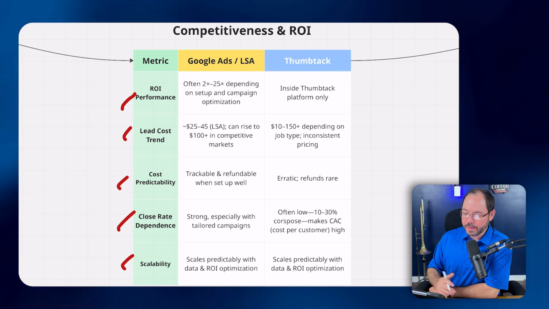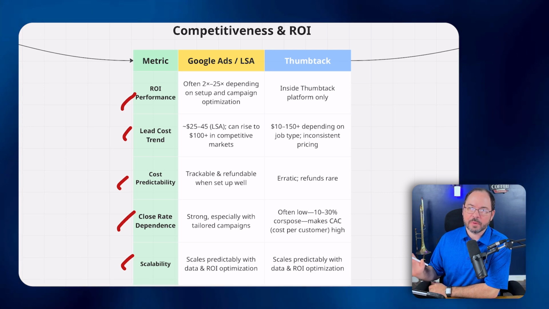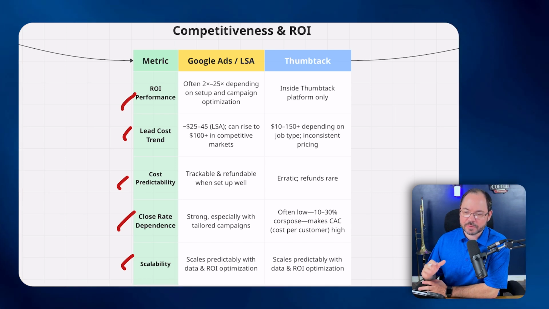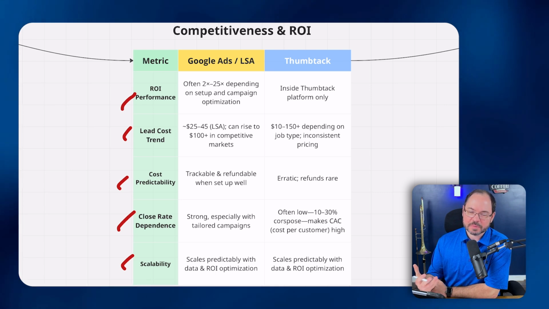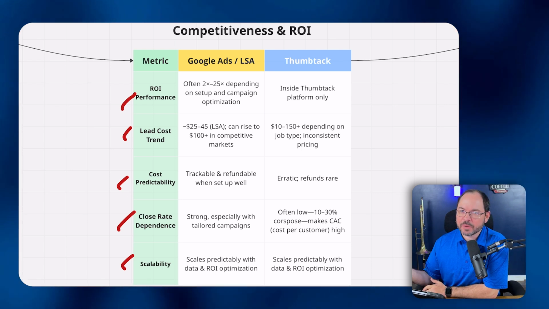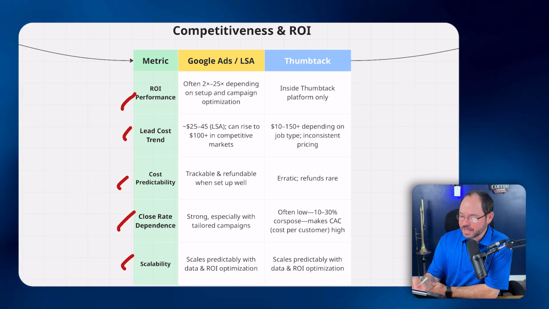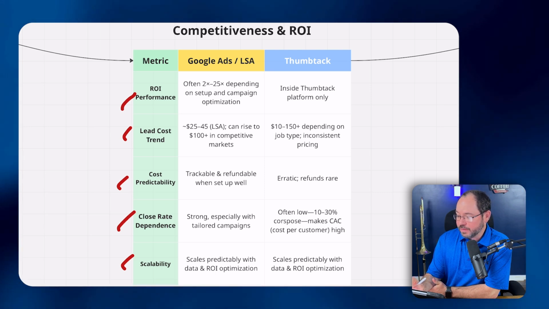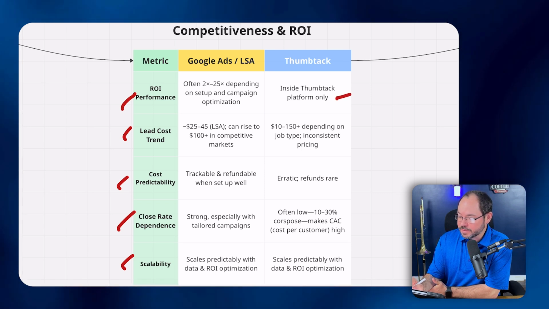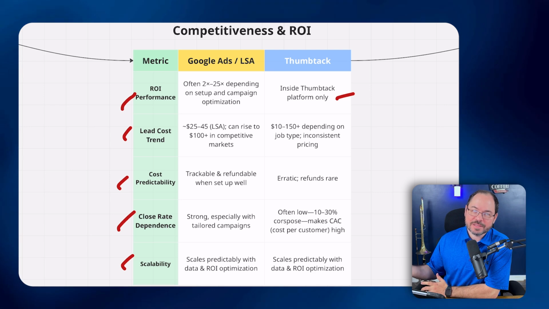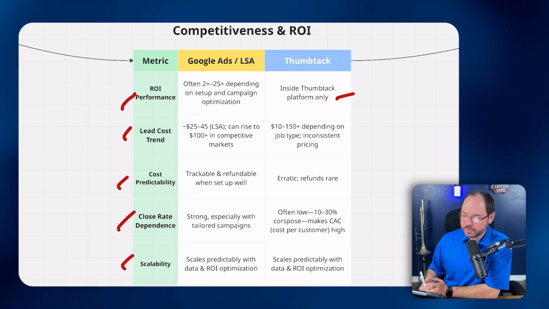So it's obviously a great place to be when it comes to a contractor or in the trades. So often 2x to 25x depending on setup and campaign optimization. Obviously, if you're running Google Ads and you don't know what you're doing, it's going to hurt. Thumbtack, so inside the Thumbtack platform only, that's it. There's nothing to optimize. The ROI is difficult to get because of all the competitiveness that you have.